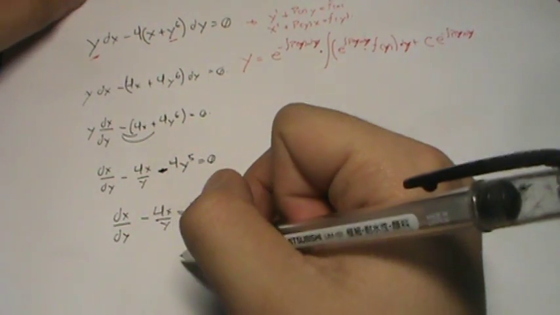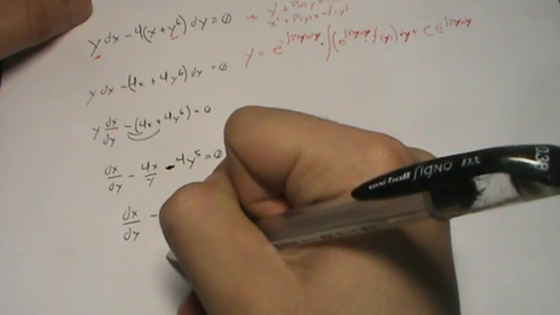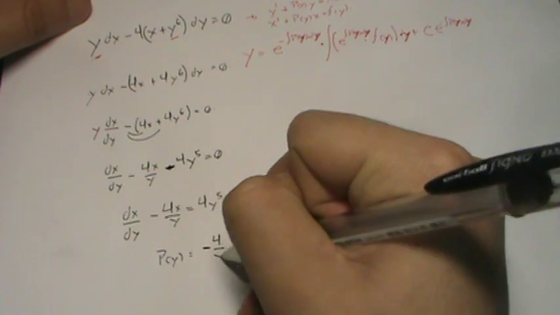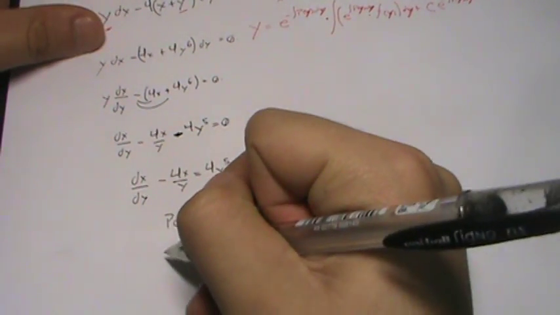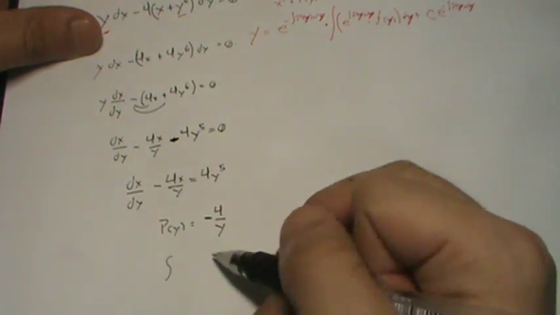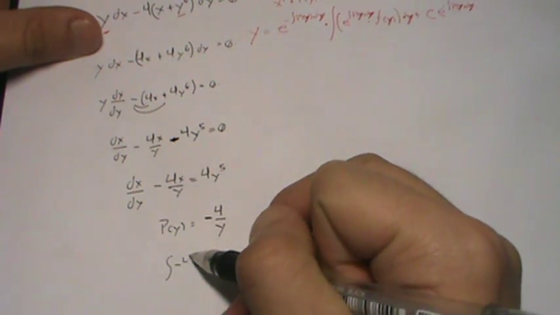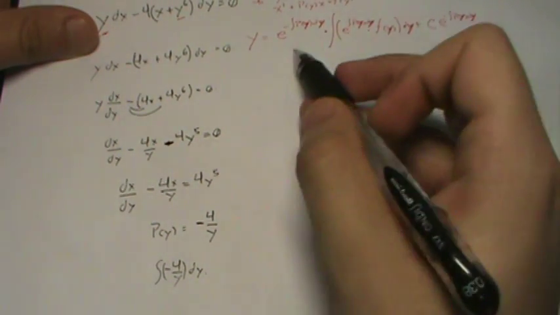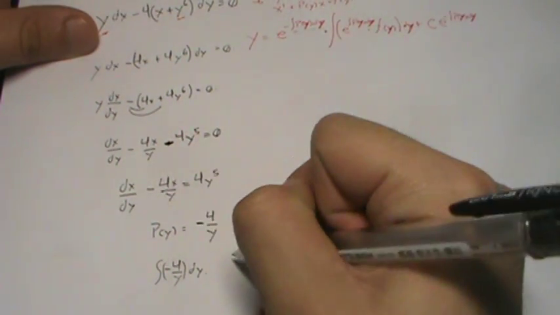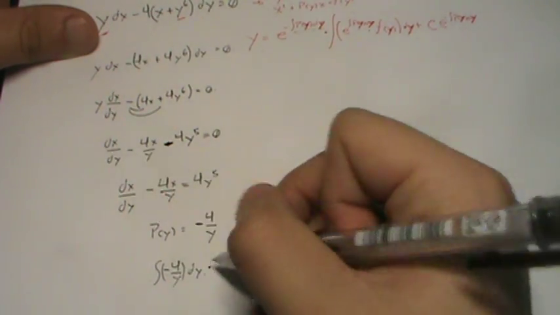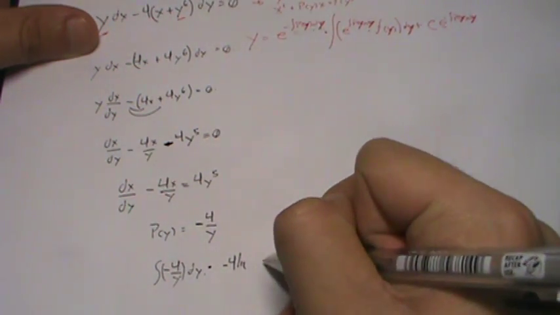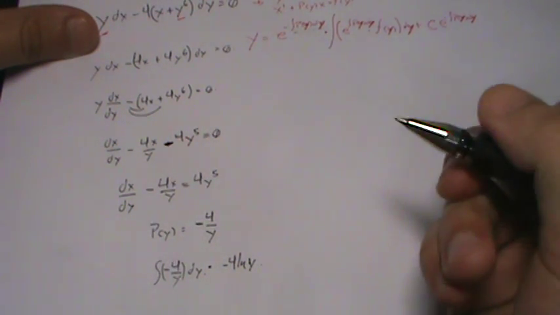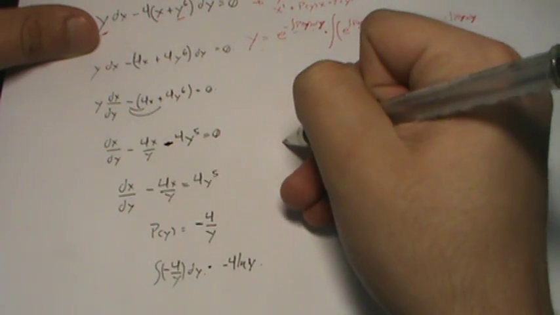Now if you look carefully, we can find p of y. So p of y is equal to minus 4 over y. So now we integrate this one, so we integrate the minus 4 over y by dy as here in our formula. So we're doing this one, and this is going to be minus 4 natural logarithm of y. Okay, so now let's plug everything we have.